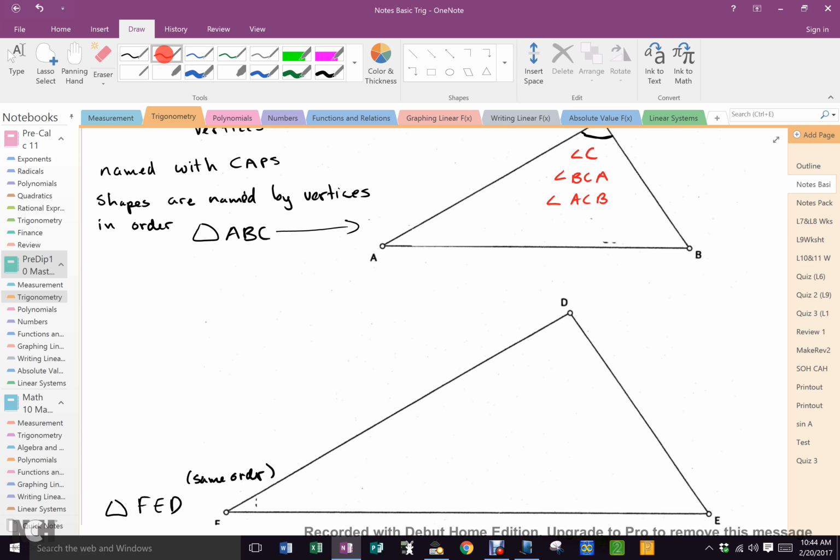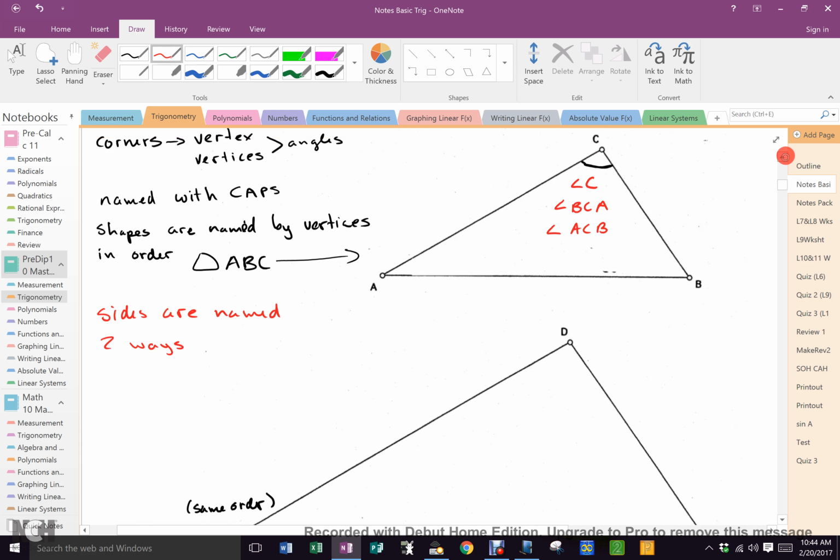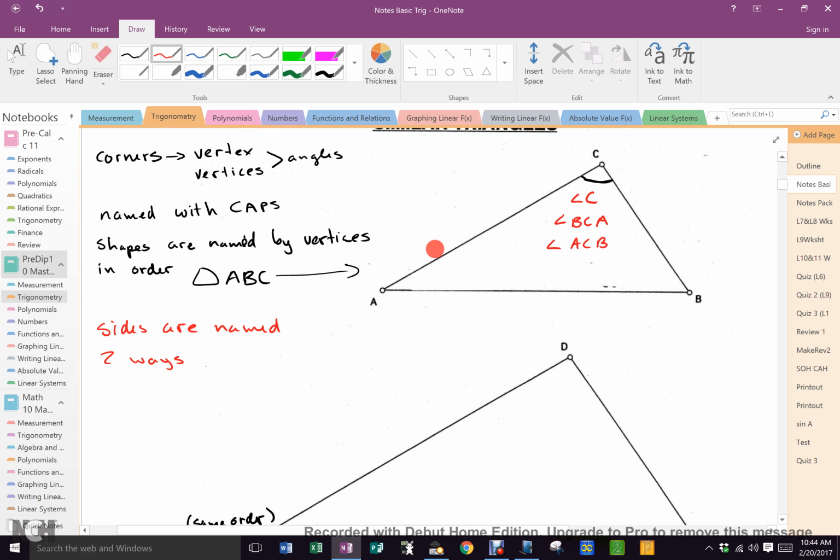Sides. Sides are named 2 ways. This side, what's one name for this side? This is AC. What's another name for this side? CA. Those are the ones you already know. There's a third way to name them.